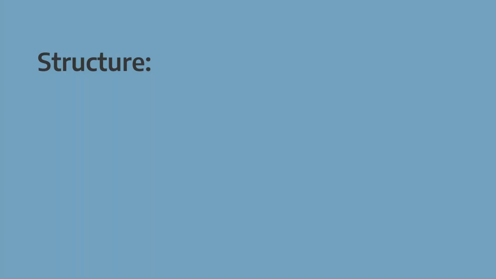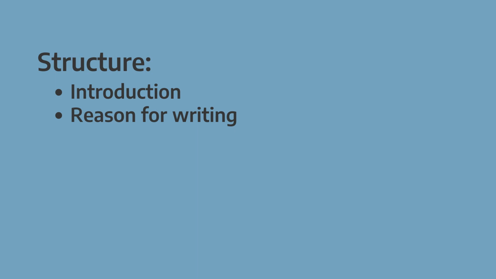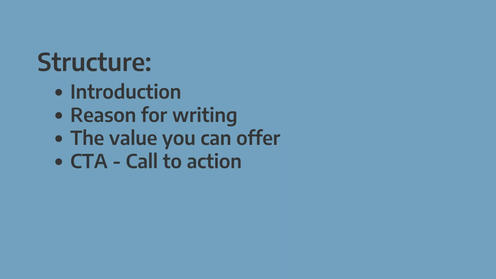This kind of email usually follows this structure. First of all, you introduce yourself. Then you give a reason for writing. This is followed by the value you can offer, a short description of your company and the value your product or service offers. Then we have a CTA, which is a call to action, what you want the person to do after reading the mail. And the last part is to close the email in a friendly and positive way. So let's start by taking a look at some different ways to introduce yourself.